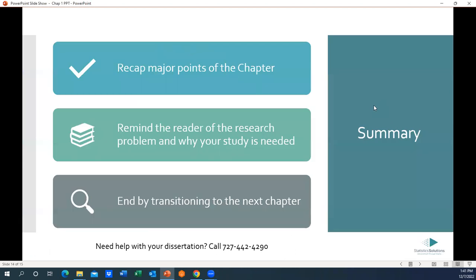All right, and the summary, and just like any summary, you want to recap major points of the chapter, right? Remind the reader of the research problem and why your study is needed. Remember, the why is important because it's driving the whole study. And you can end, if you want, by transitioning to the next chapter.